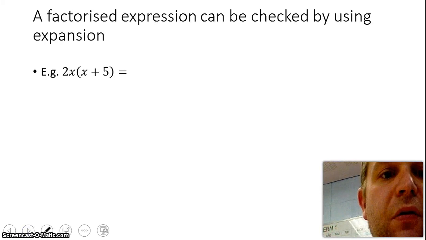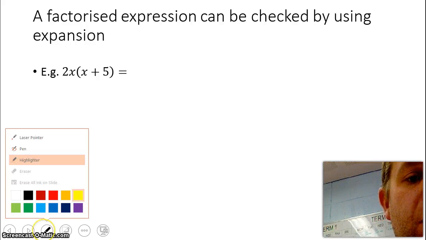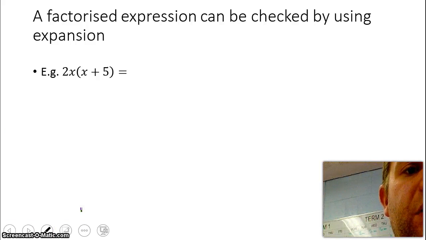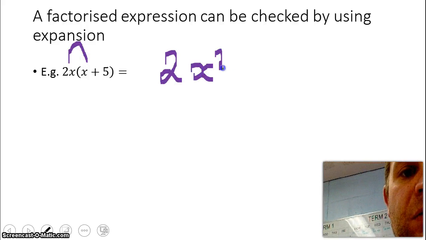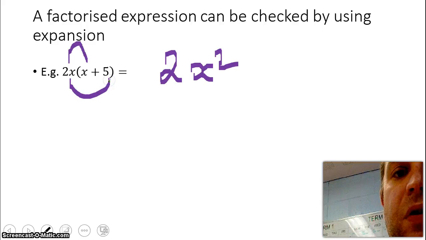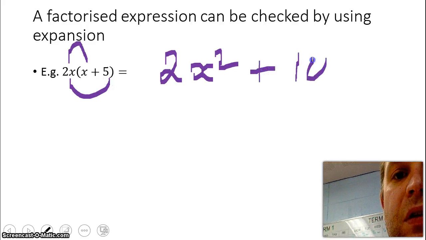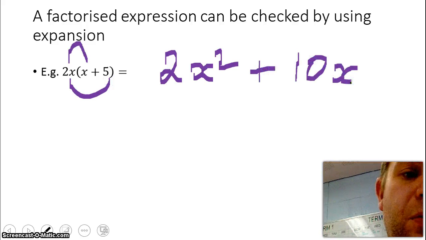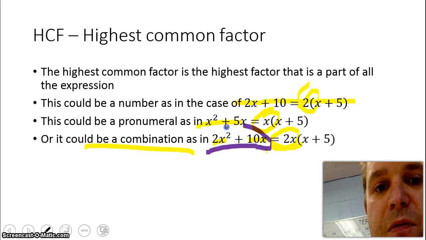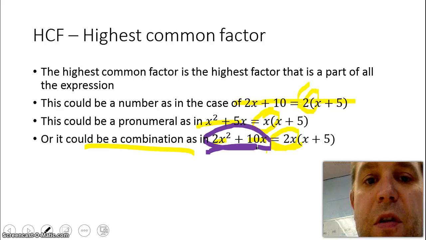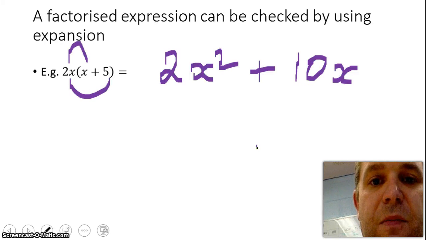So, factorised expression, we can also check our answers with this one by expanding. So 2x times x is 2x squared. 2x times 5 is 10x. And if I had a look at the previous slide, we'll see that I've factorised it properly and I've got the same answer when I expanded it.